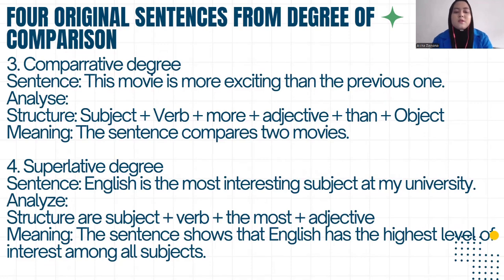And for superlative degree, the last one, the sentence is, English is the most interesting subject at my university. The structure is subject plus verb plus the most plus adjective. The meaning is the sentence shows that English has the highest level of interest among all subjects.